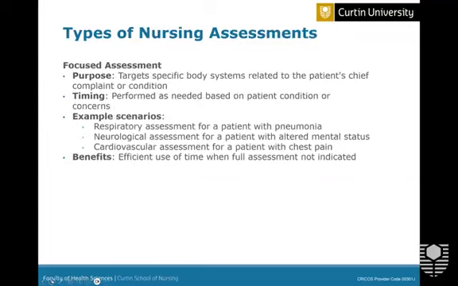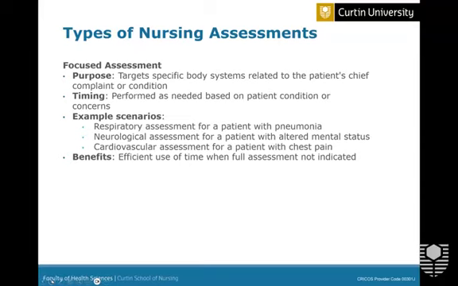So when we look at, let's say, a focused assessment, this is where we're targeting specific body systems related to the patient's chief complaint or their condition, and they're performed as needed because they're based on the person's condition or concerns.